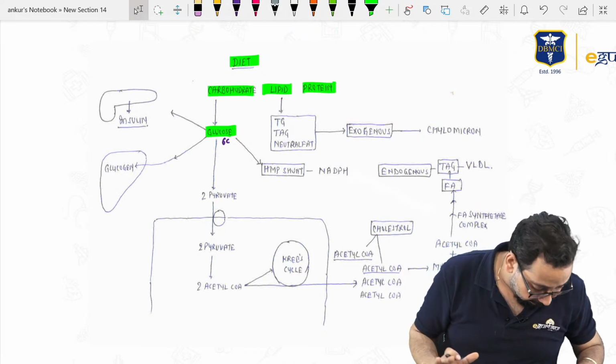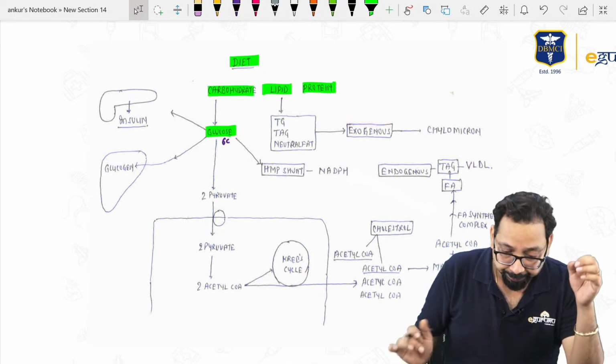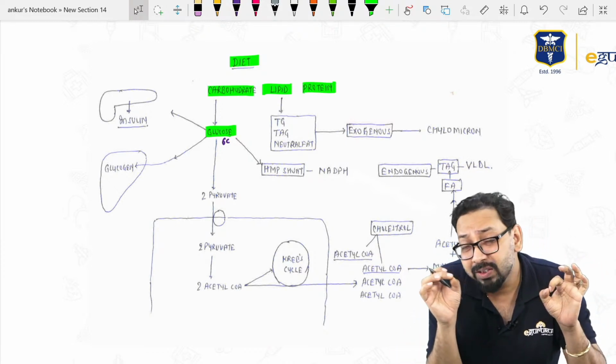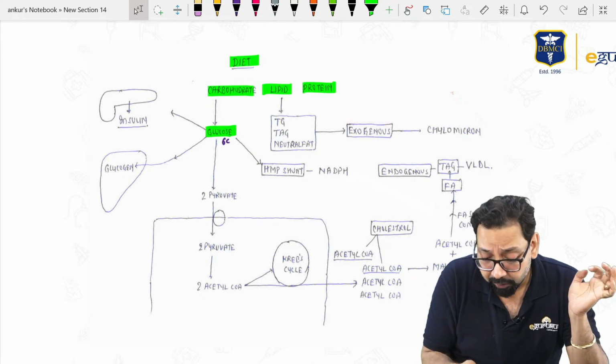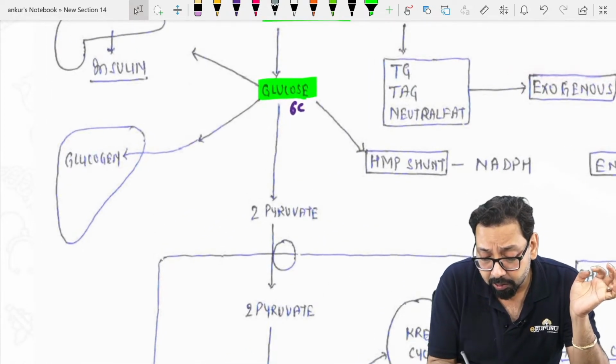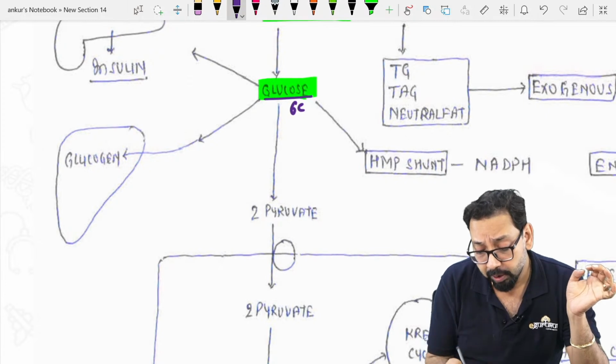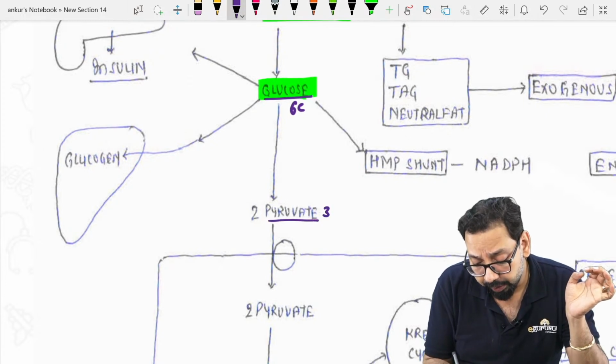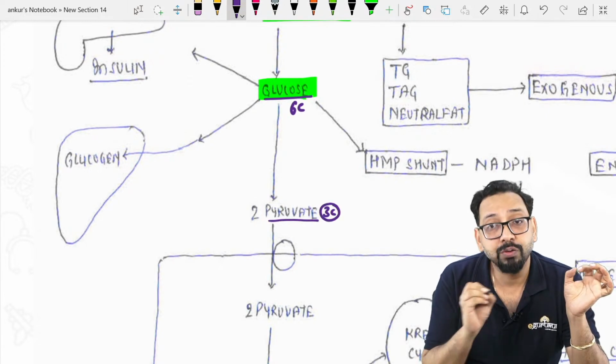So, Manoj, very good evening. Okay, glucose has 6 carbon atoms. First question, what is glycolysis? Conversion of glucose, 6 carbon atoms, to 3 carbon atom pyruvate. So, 2 molecules of pyruvate.